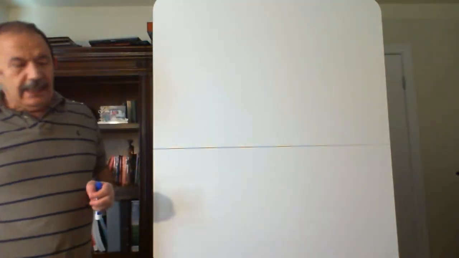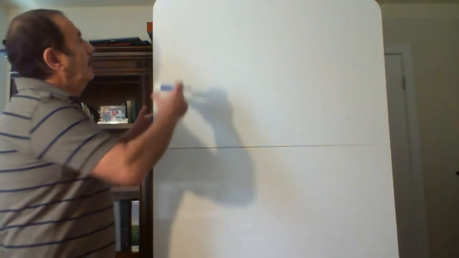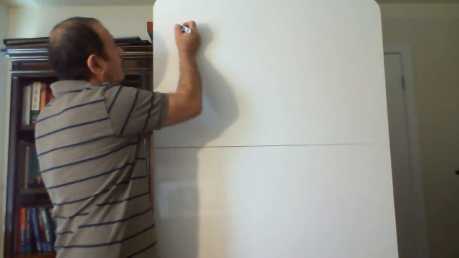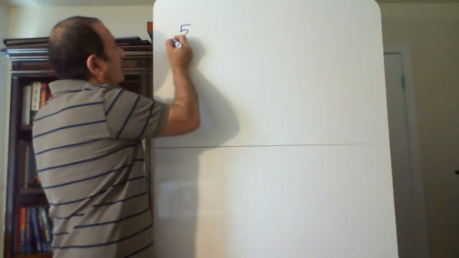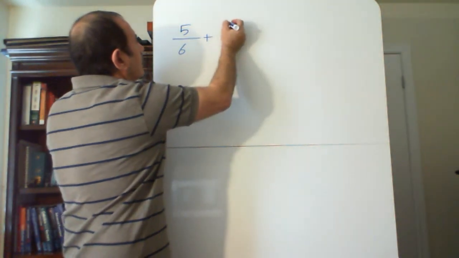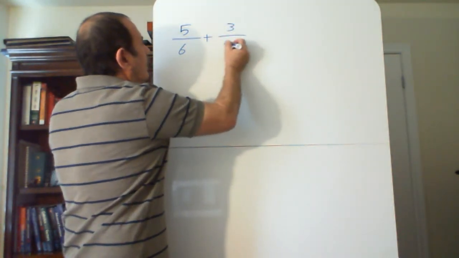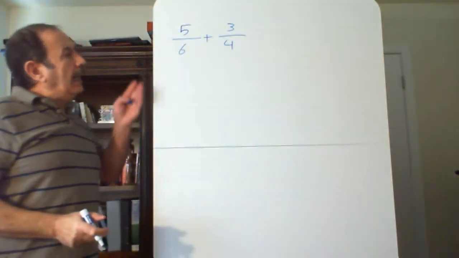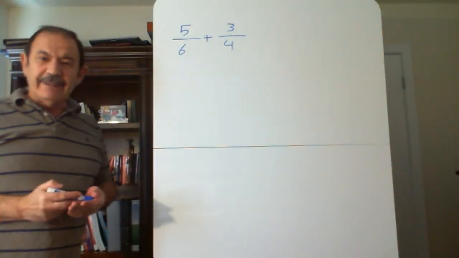Again, I want to add 5 over 6 plus 3 over 4. Yeah? Adding fractions with different denominators.